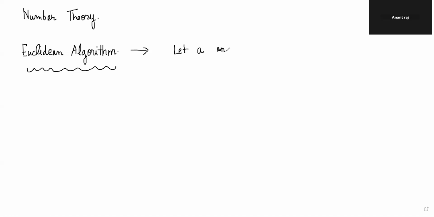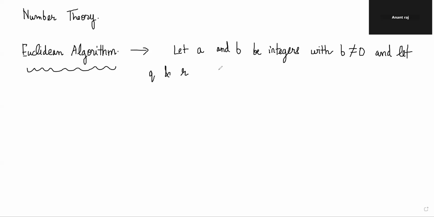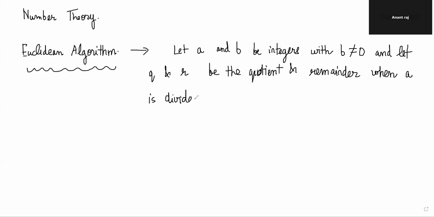Let A and B be integers with B not equal to 0, and let Q and R be the quotient and remainder when A is divided by B. The property depends on the relation A is equal to BQ plus R.